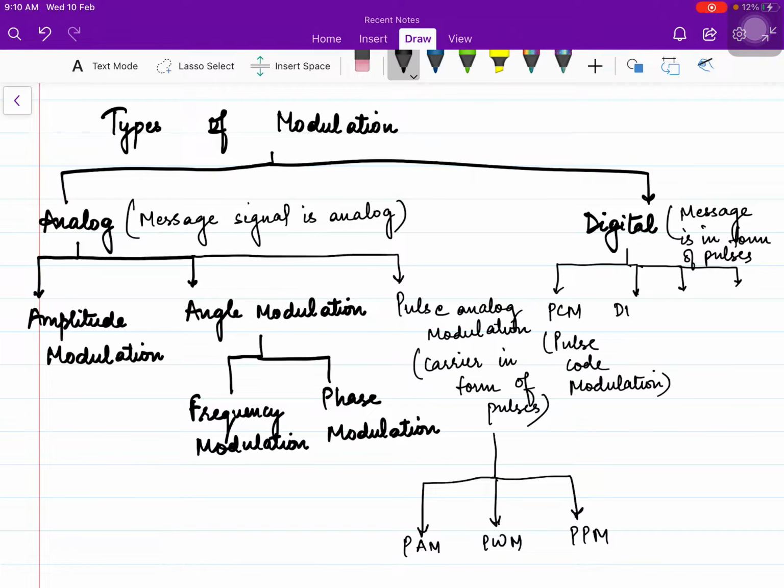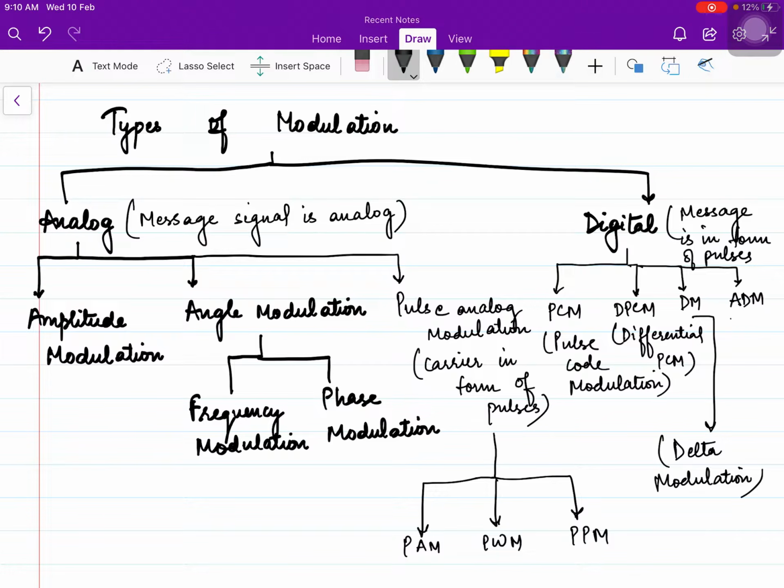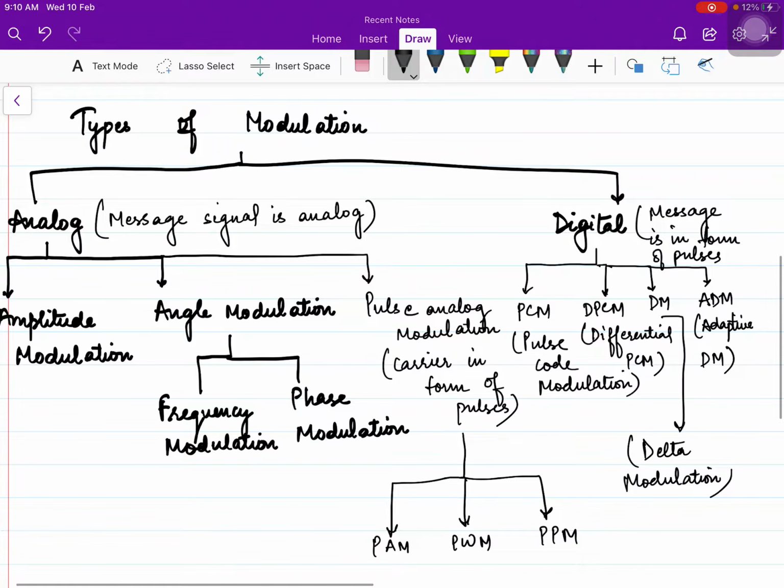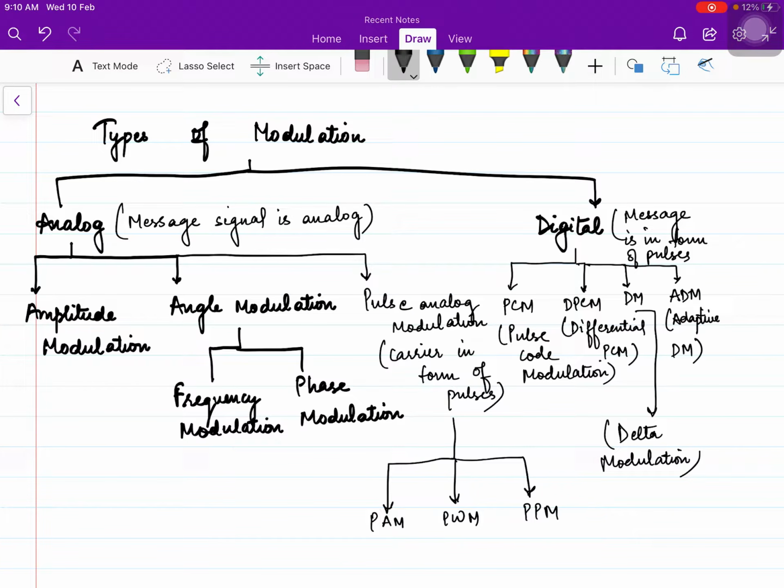The other is DPCM, that is differential pulse code modulation. Another is DM, that means delta modulation. And then we have ADM, which stands for adaptive delta modulation. So these are the various types of modulation systems that at least we should know the names of before moving on to amplitude modulation.